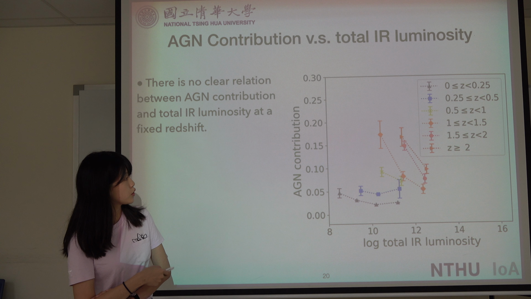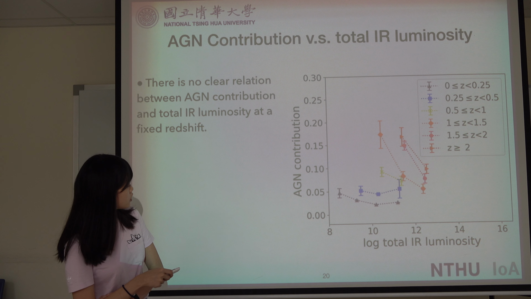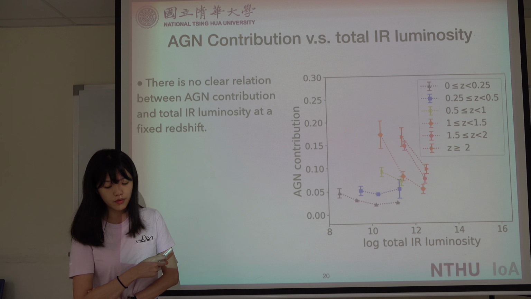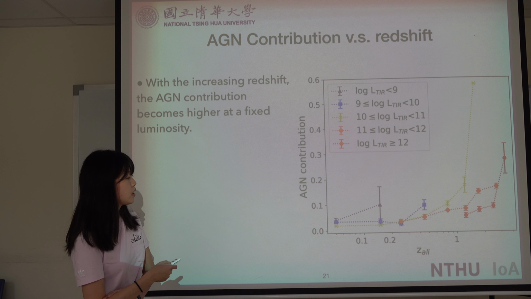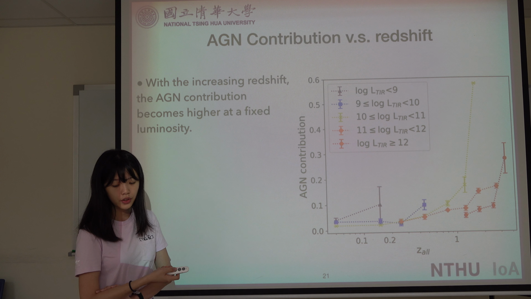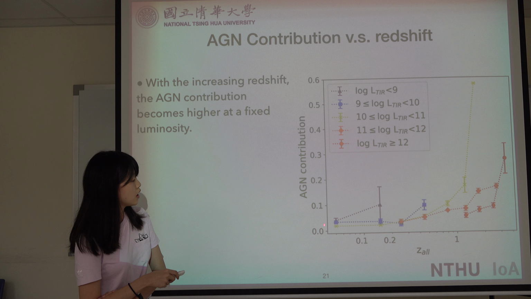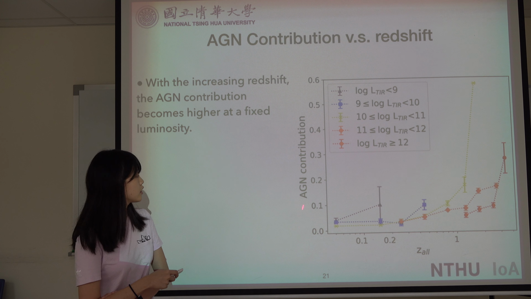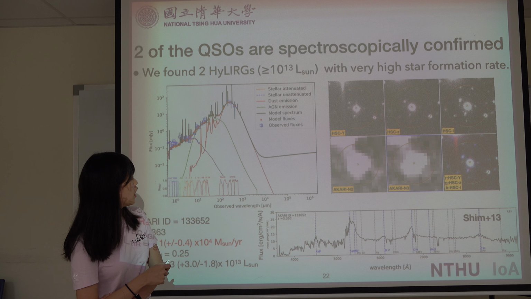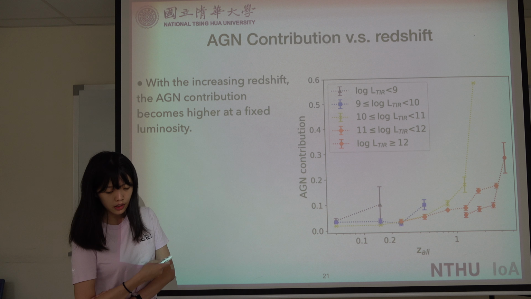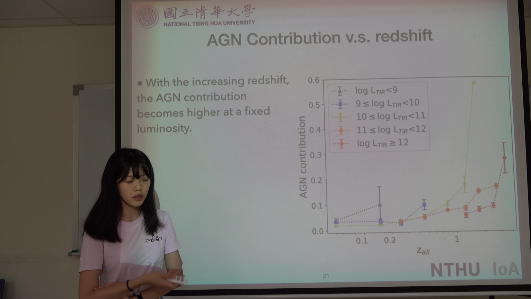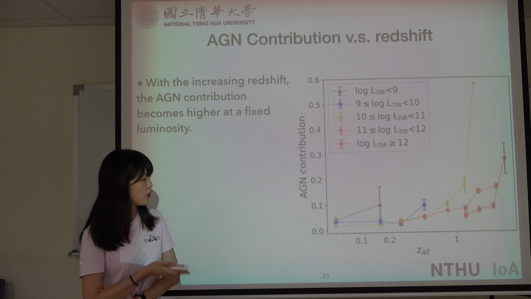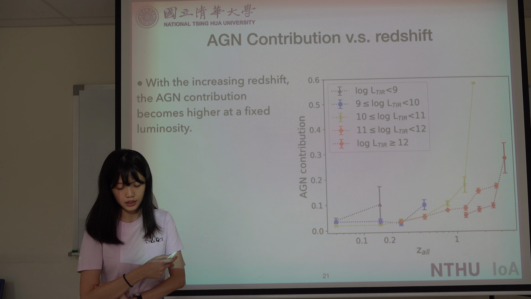So if we fix the redshift first, we see that there is actually no clear relation between AGN contribution and total infrared luminosity. However, when we fix the total infrared luminosity, we can see that when the redshift is higher, the AGN contribution of the source is also higher. So we propose that AGN contribution depends more on redshift than total infrared luminosity.